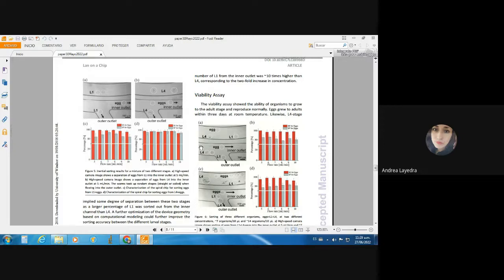In conclusion, the inertial lift force combined with the secondary Dean drag force allowed focusing the eggs along the inner wall of the spiral channels, while worms of larval stage focused along the outer wall.